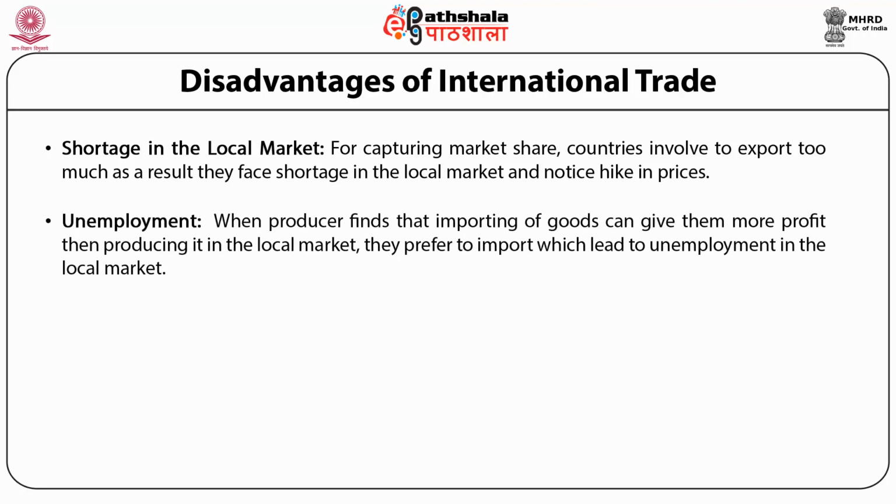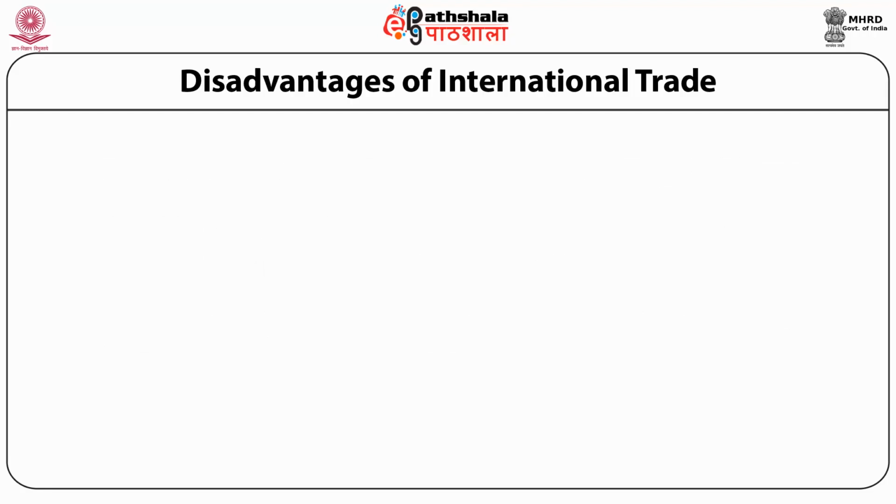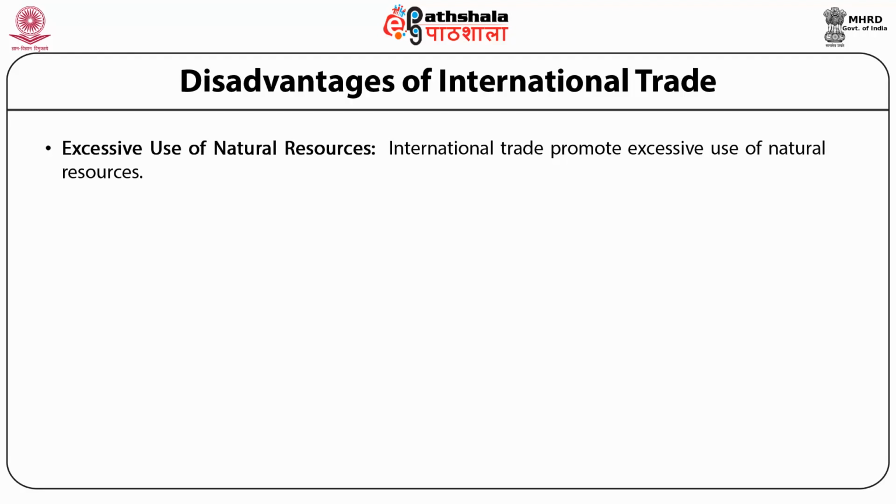When the producer finds that importing goods can give them more profit than producing them in the local market, they prefer to import, which leads to unemployment in the local market. To achieve economies of scale and cheap labor in foreign countries, manufacturing units are established there, which leads to unemployment in the home country. Due to international trade, there is also excessive utilization of natural resources.